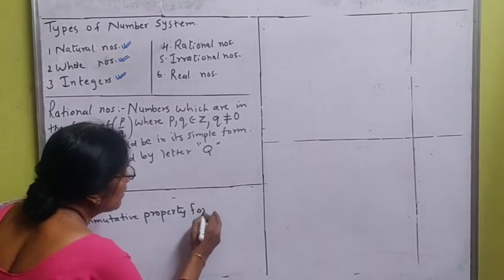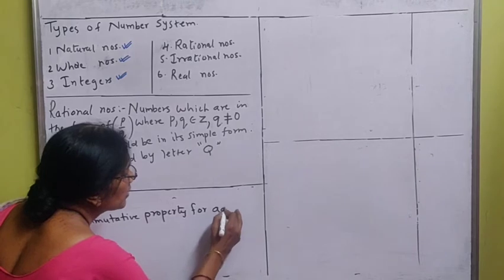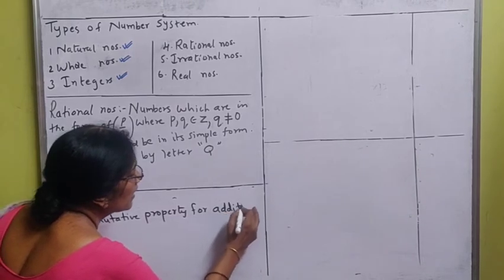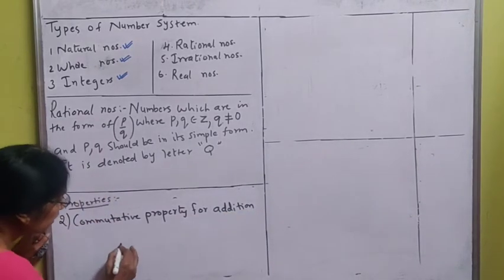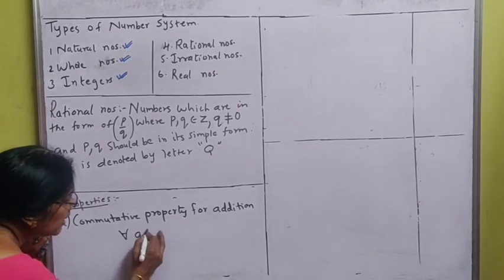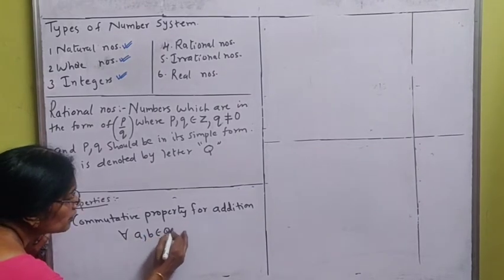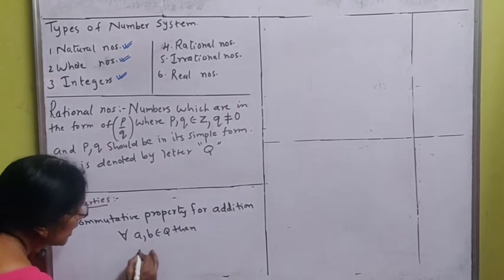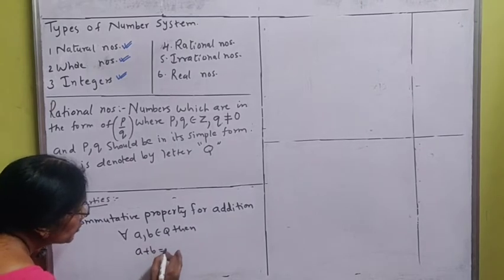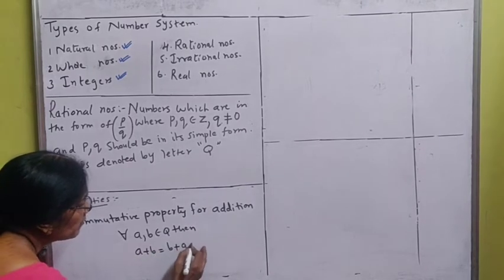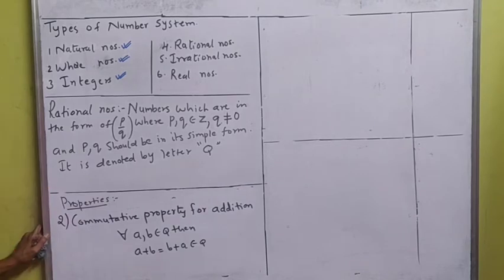The first fundamental operation is addition. So let us check it for addition. Now we know that the general form is the same. A comma B belongs to Q, then the sum of A plus B should be equal to the sum of B plus A, which should belong to Q. So A plus B should be equal to B plus A.